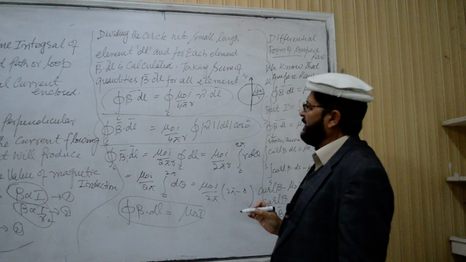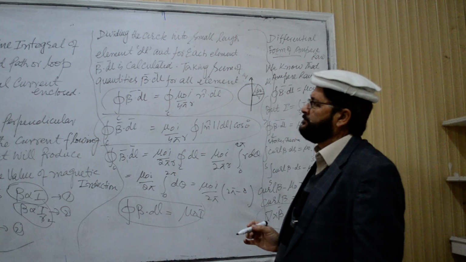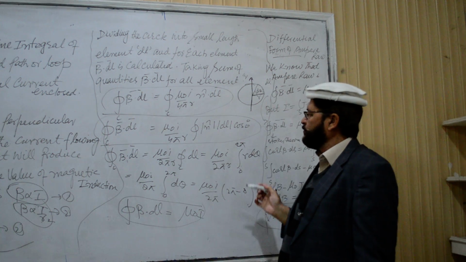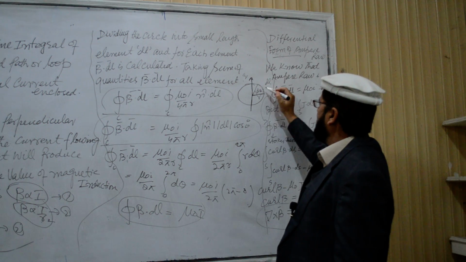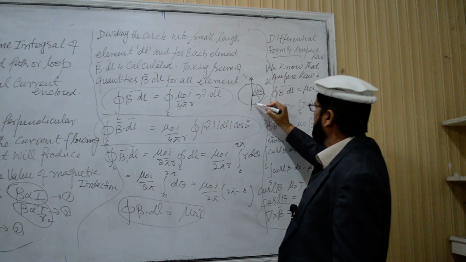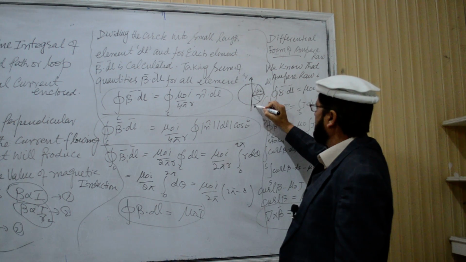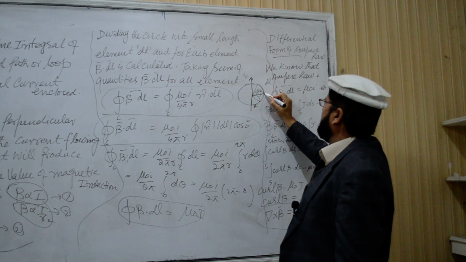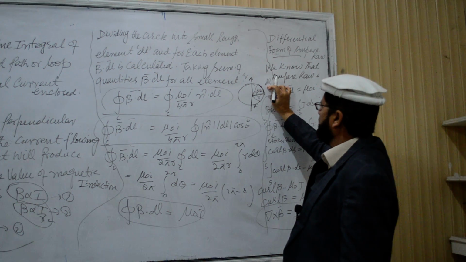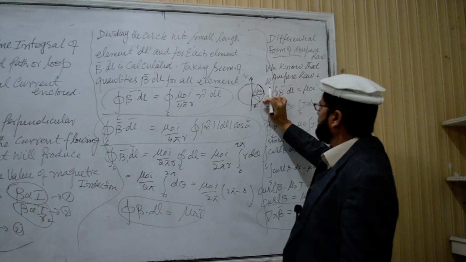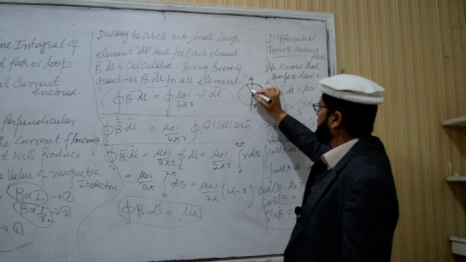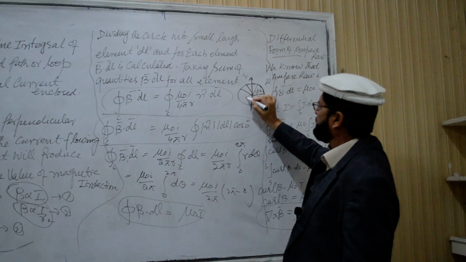Now, in order to find the line integral of a magnetic field along a closed path or closed loop, we divide it into smaller segments dl. For example, this dl, and so on. Then we find the value of B dot dl for each length element, and then we take its sum.